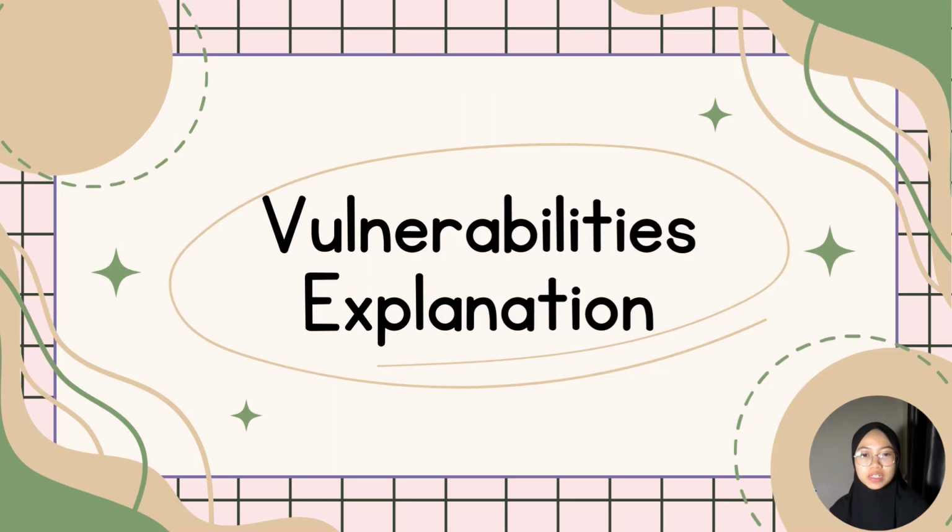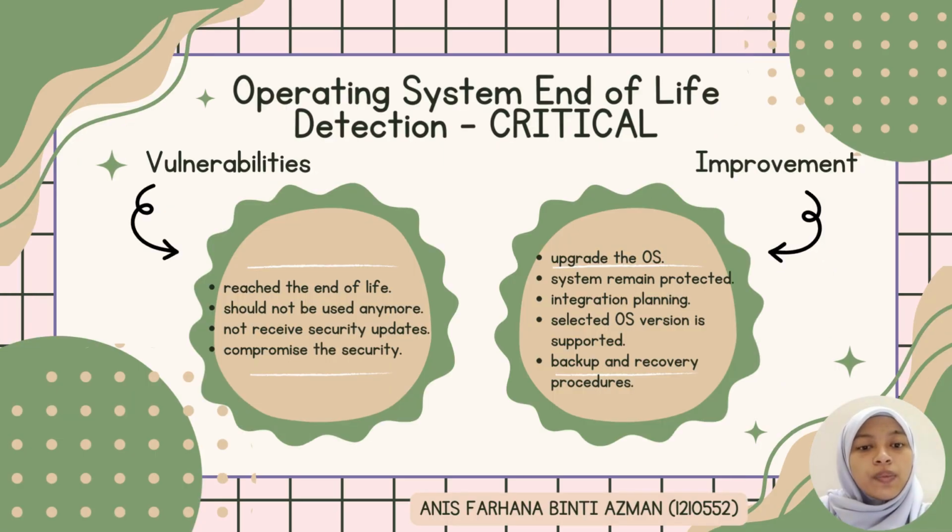Okay, next is about vulnerabilities explanation. I will explain the critical vulnerability in our system, which is operating system end-of-life detection. Okay, the operating system on the remote host has reached the end of life and should not be used anymore. An end-of-life version of an operating system is not receiving any security updates from the vendor. Unfixed security vulnerabilities might be leveraged by an attacker to compromise the security of this host.